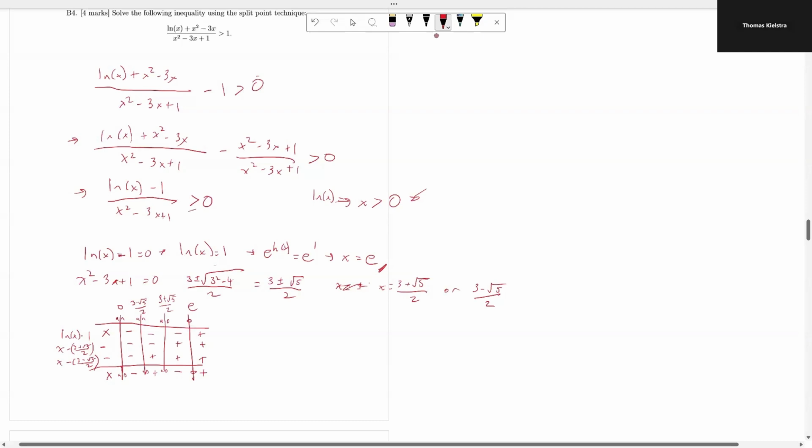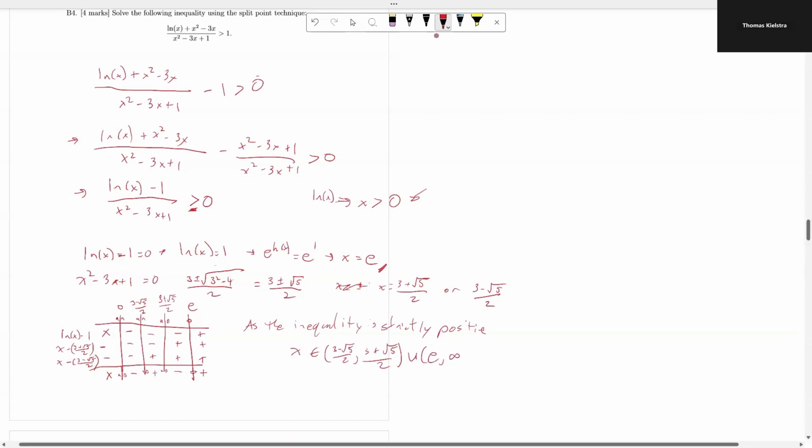And now I have a strict inequality. So as the inequality is strictly positive, x is in the interval 3 minus root 5 over 2 to 3 plus root 5 over 2, union with e to infinity.